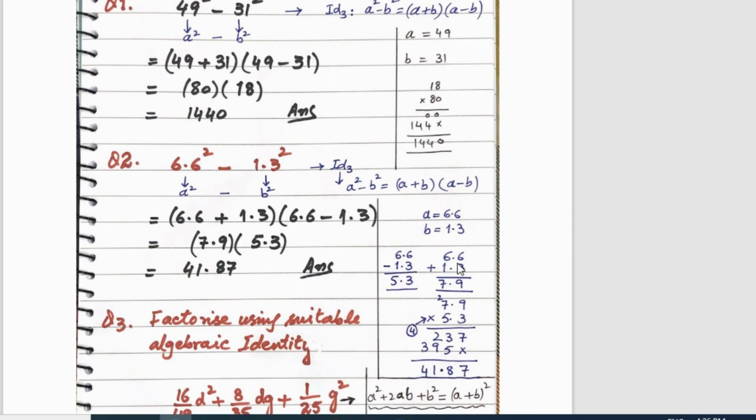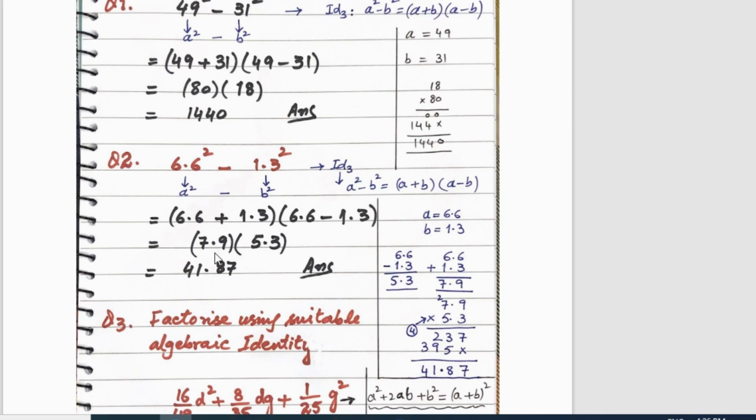Now first of all, look at addition. 6 plus 3 is 9. The decimal will attain its place and we will write the decimal as it is. Now 6 plus 1 is 7. So 7.9 is the answer of the first bracket, and the second bracket after subtraction will give you 5.3. I have written it over here.